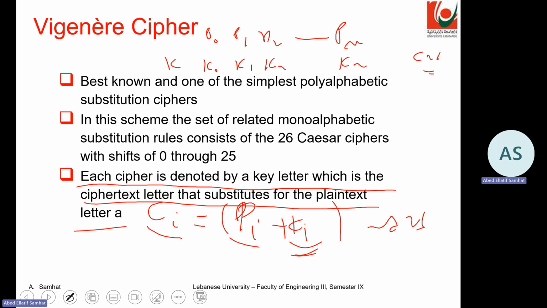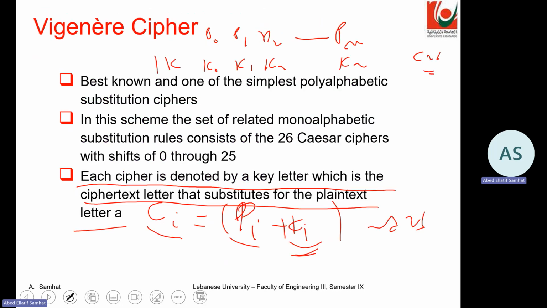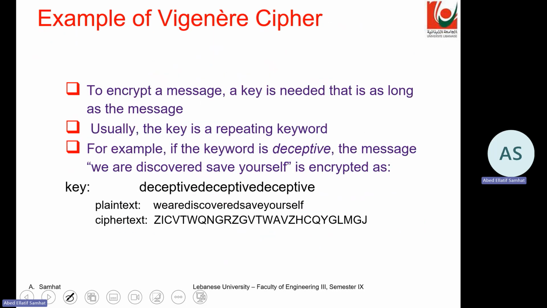So here the frequency information cannot be recovered. Okay. So this is an example. When I say the key K0, K1, K2, K3, and for the plain text, we will see an example. Here is an example.